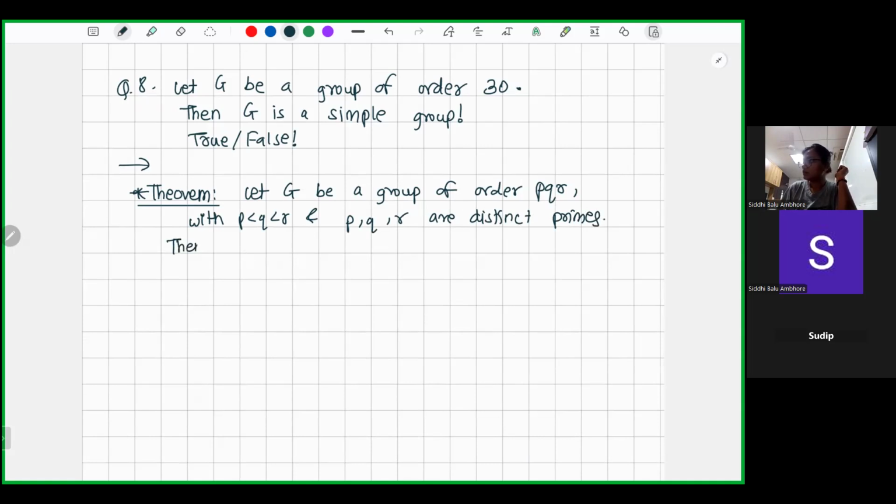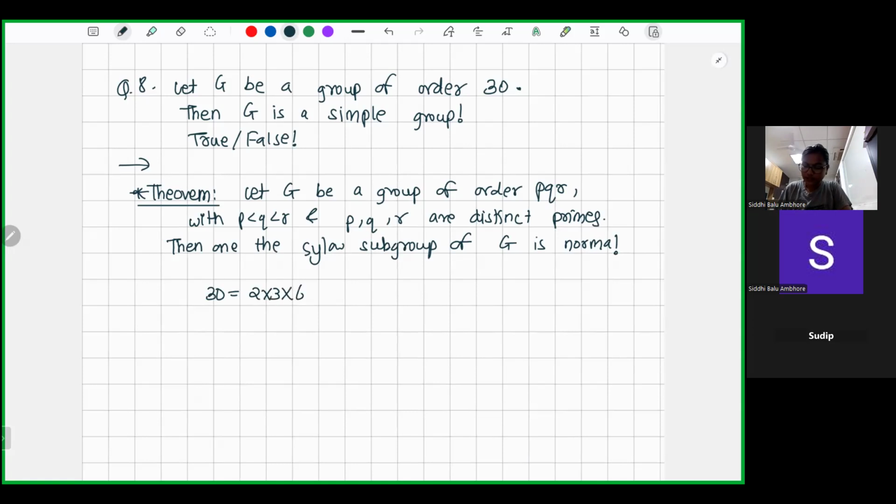Then one of the Sylow subgroups of G is normal. And the moment I have this theorem, what I get is that this 30 is what?